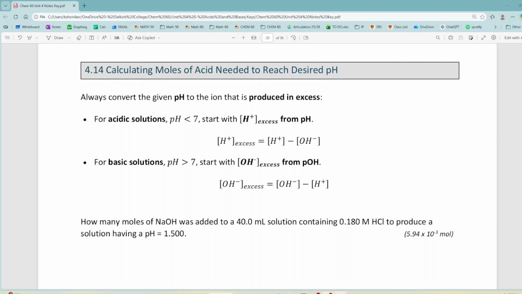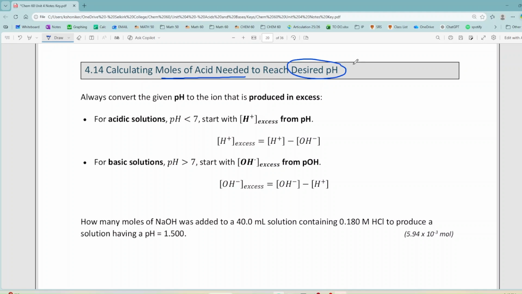All right, this is now our last lesson for lesson 2. So this is the end of our strong acids and bases, and then next class we are going to do weak acids and bases. So in this lesson, what we're going to do is calculate moles of acid needed to reach a desired pH.